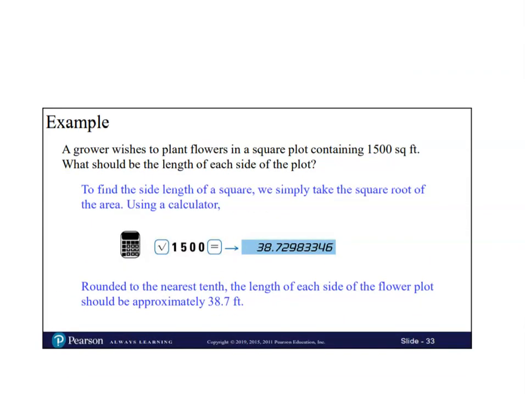A grower wishes to plant flowers in a square plot containing 1,500 square feet. What should be the length of each side of the plot? So we know that we're looking for some number times some number that's going to give us 1,500 square feet. Okay, so we need the same number by itself. To get that, we would take the square root of 1,500, which is coming up to be about 38.7, and they've rounded to 38.7 feet.